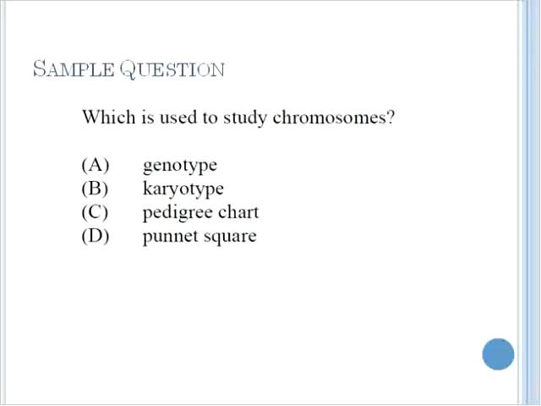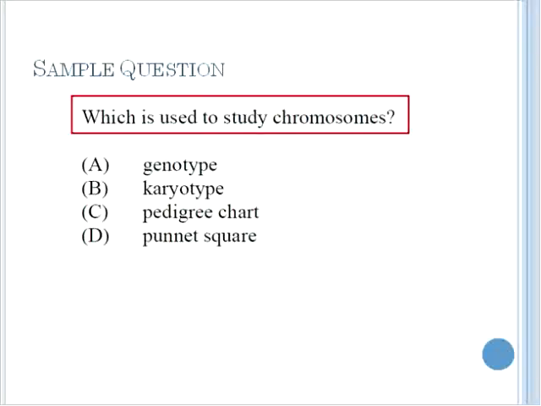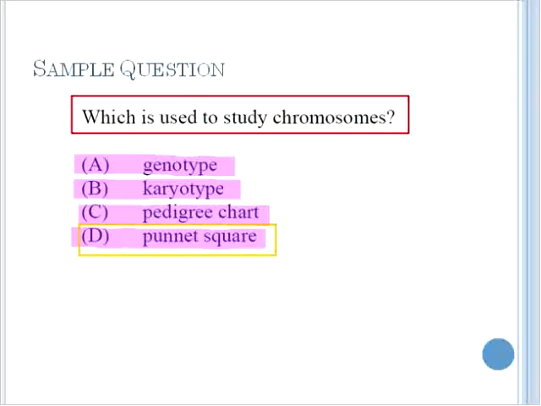And this question asks, which is used to study chromosomes? Your choices are genotype, karyotype, pedigree chart, or Punnett square. The Punnett square makes direct reference to genetic patterns, which would reveal the genotype. A pedigree chart does trace the transmission of traits in generations and family histories, but the correct choice is choice D, karyotype.